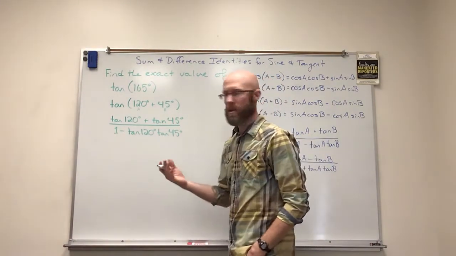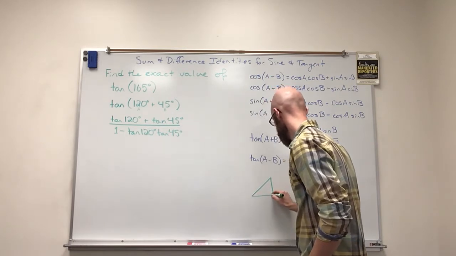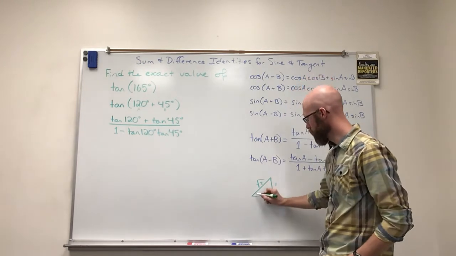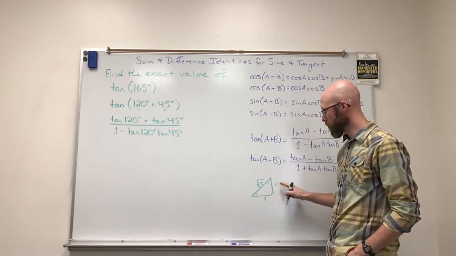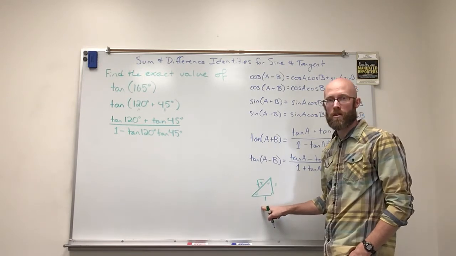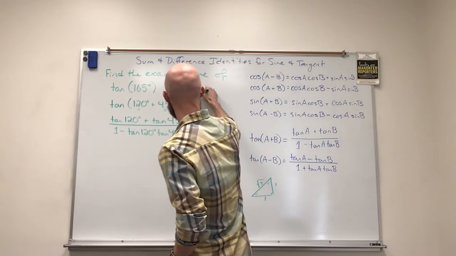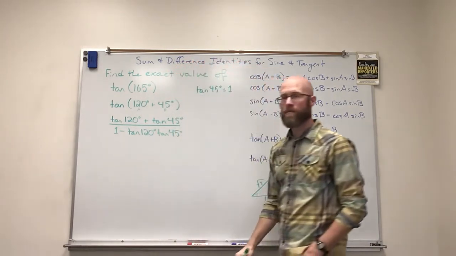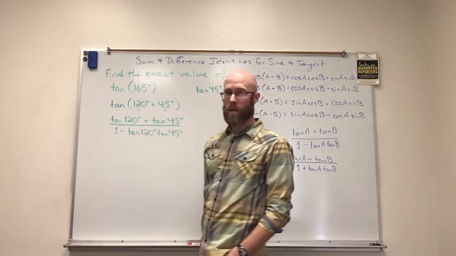You guys probably know this one already, but I'm going to run through it anyway with a special triangle. The special triangle for 45, right? 45, 45, 90. The tangent of a 45 degree angle, opposite over adjacent, is 1. Okay, so the tangent of 45, I'll just write that up here for a moment, is equal to 1.